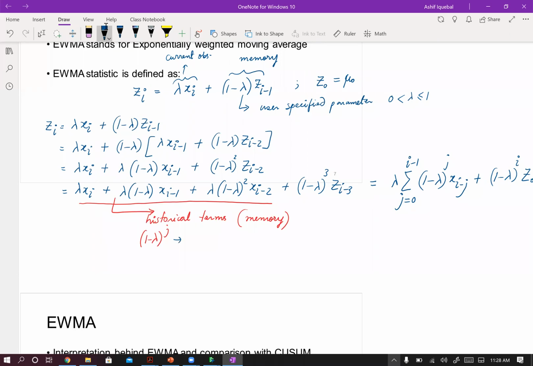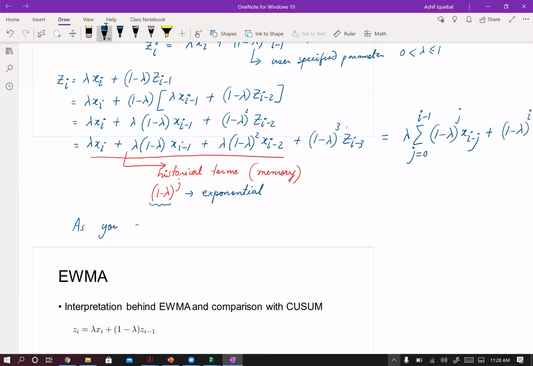Now, this term is an exponential term, right? Lambda is less than 1. So if lambda is less than 1, as j increases, the value of this exponential term will keep on decreasing exponentially. So that's why it's called an exponentially weighted moving average. As you go back in time, the weight keeps on decreasing exponentially. Let me write this down. As you go back, what I mean by going back is basically i minus 1, i minus 2, i minus 3, and so on, the weight decreases exponentially. And that's why it's called an exponentially weighted moving average. Any questions?